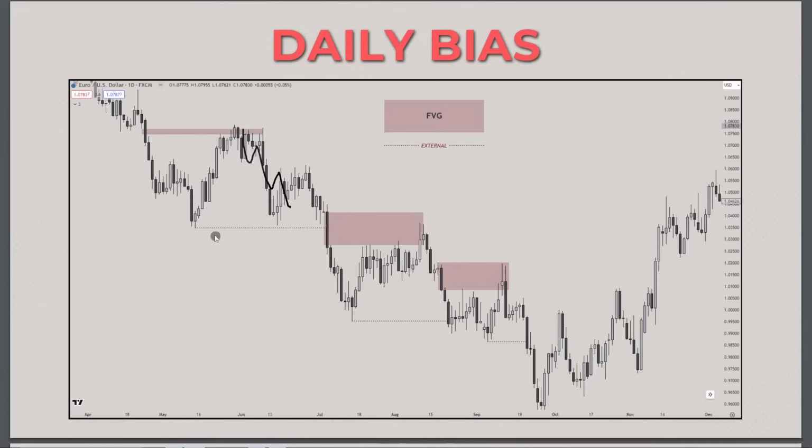What is the external range, or the external liquidity? It's basically this one. So now from here, from the internal, I would be only looking for shorts all the way to where? To the external liquidity. So my bias would be going short for all those days. All those days, I'll be nothing but going lower.